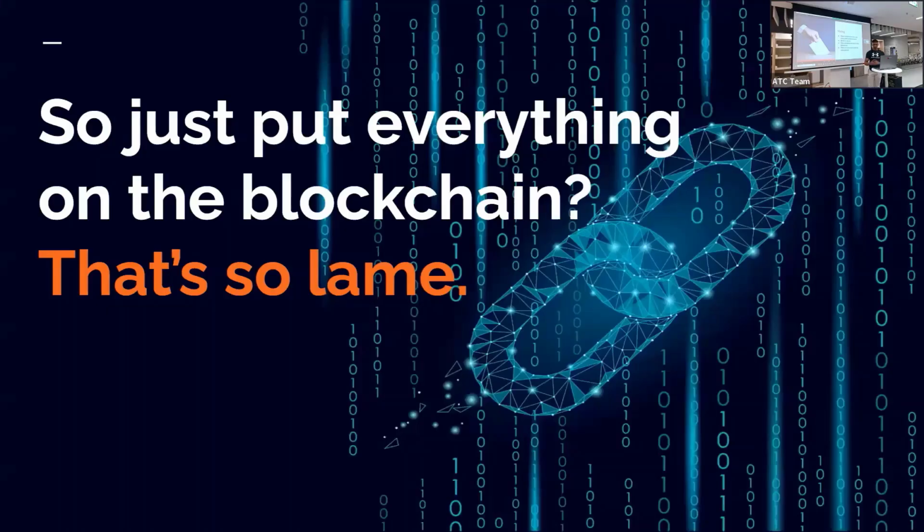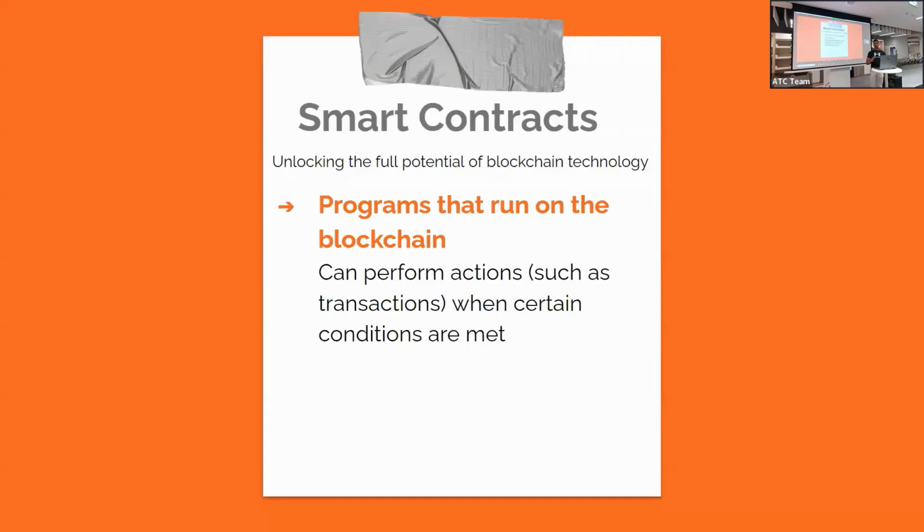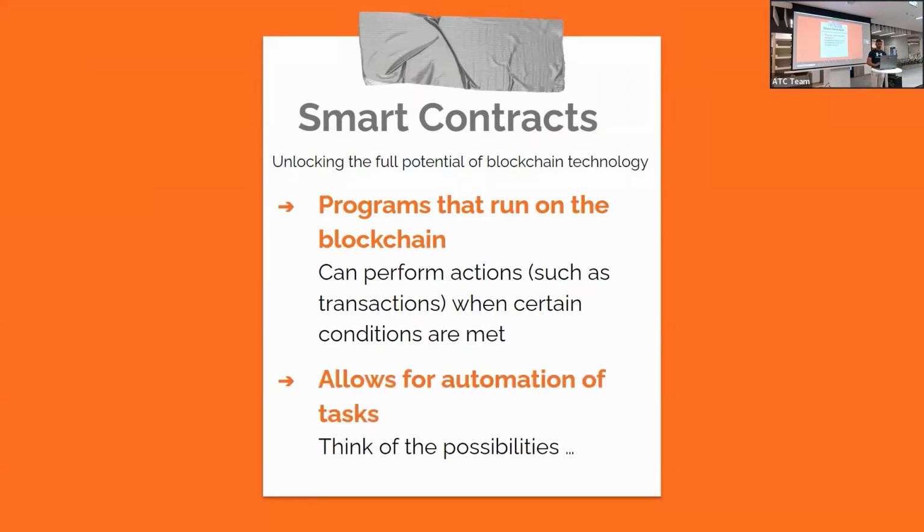Okay. So by now, if you're a skeptical person, you're probably wondering, Reece, you've just been saying put everything on the blockchain. That's lame. And it is. But I'm going to tell you another application that'll change that. Smart contracts. Right. Smart contracts are programs that run on the blockchain, and they can perform actions when certain conditions are met. This opens up another world of possibilities and allows for the automation of tasks and for more complex systems than just putting stuff on the blockchain.